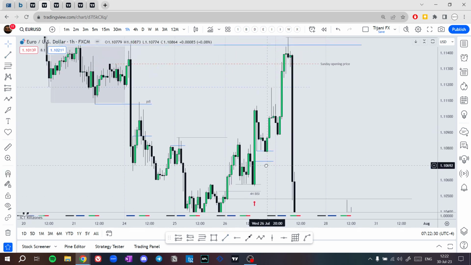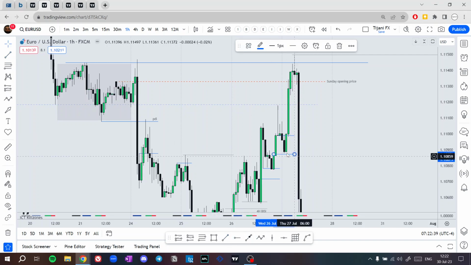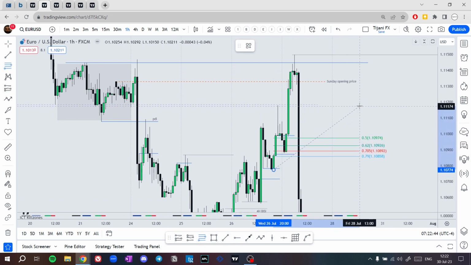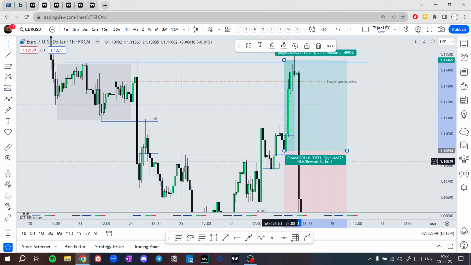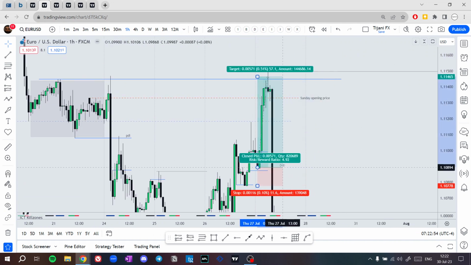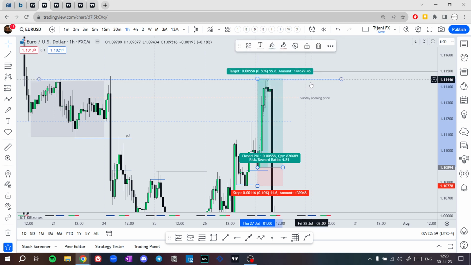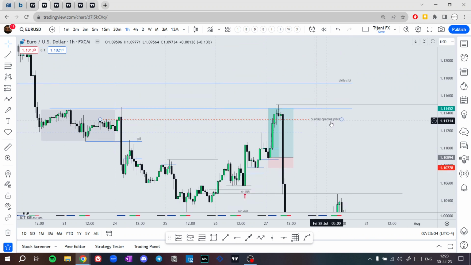Then we see that price respected this fair value gap to go higher. The next day, during Wednesday, this is a good entry for you at London. You see that price just retraced to the optimal trade entry right here. You enter your setup, stop loss is here, and you have 5R easily, almost 5R. If you exit at this level here, it's almost 5R above the Sunday opening price.